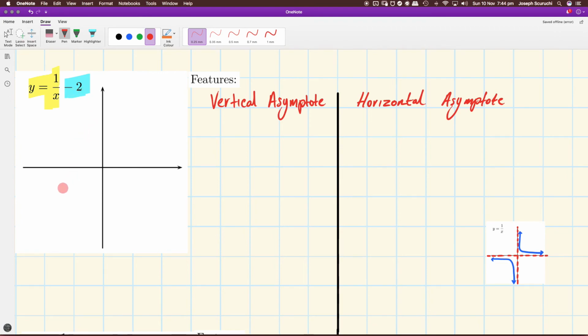This minus 2 is shifting my horizontal asymptote down to here. So now my horizontal asymptote is y equals negative 2, and my vertical asymptote isn't changed at all. It still remains the same. It is still x equals 0. Now I could draw in my graph. So it's going to look like this. And this will look like this.